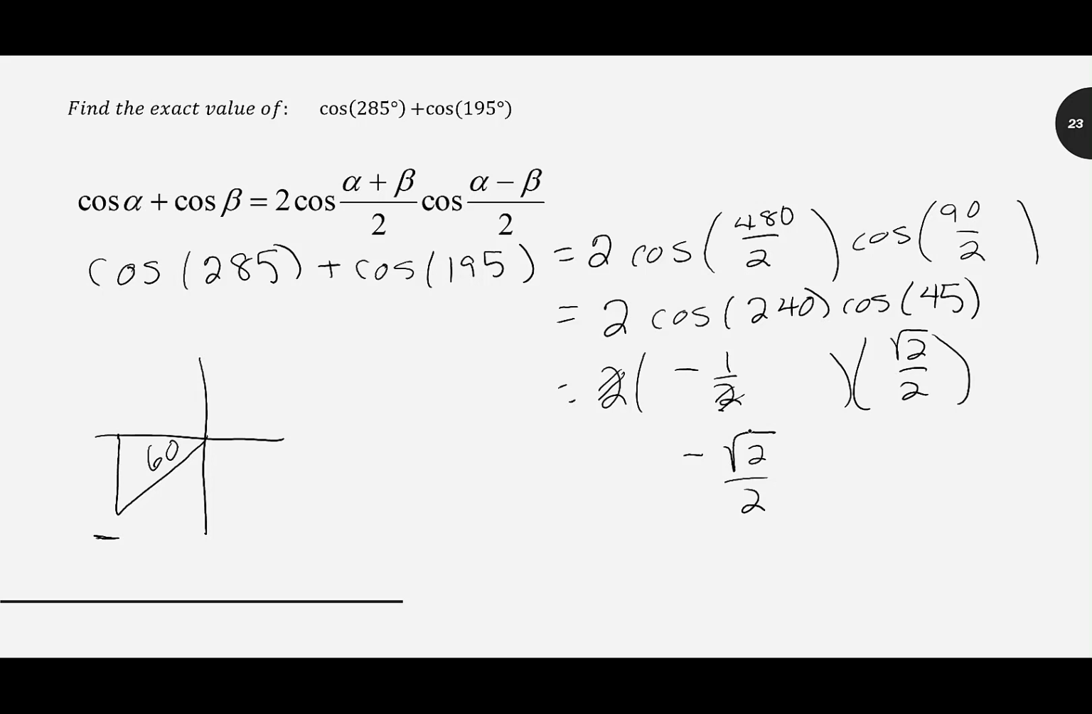If you wanted to check this in your calculator, you could. You could put in the cosine of 285 plus the cosine of 195. It'll give you a decimal. Then to compare your value, you can put in negative the square root of 2 over 2 and make sure the values are the same.